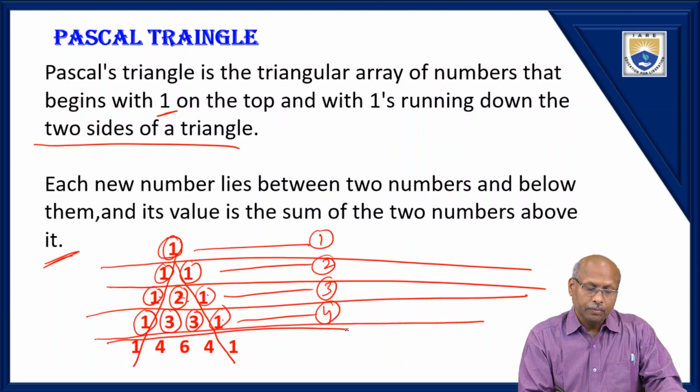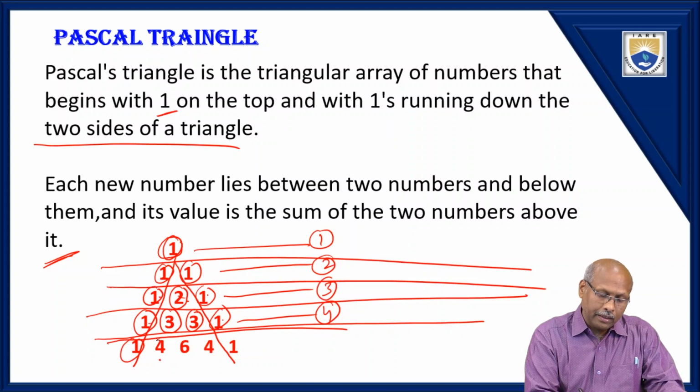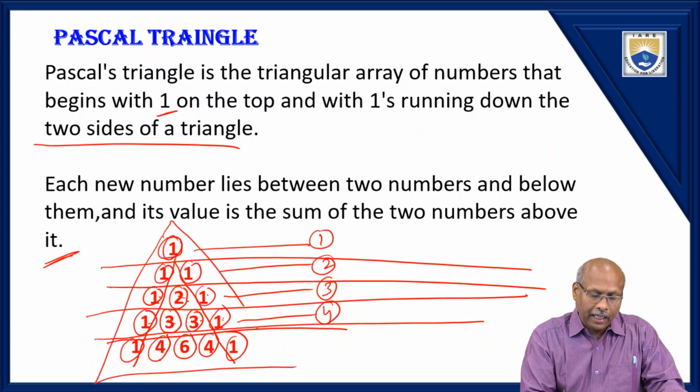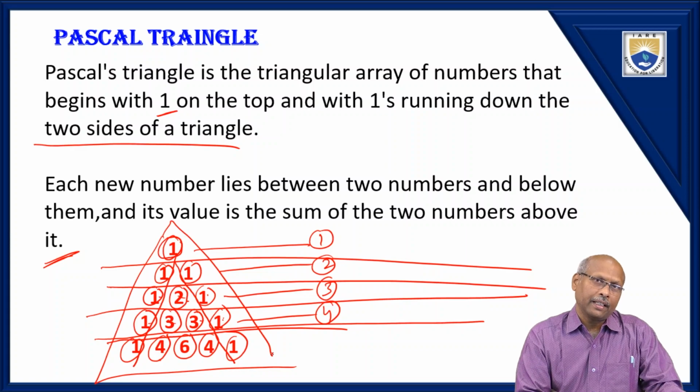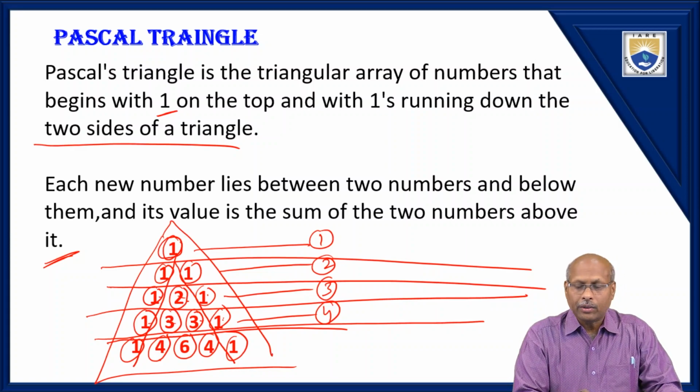Fine. In the fifth row, the first element is 1. The next element is the sum of the top two elements, 1 plus 3, that is 4. Then the next element is 3 plus 3, 6. The next element is 3 plus 1, 4. And the last is 1. So if you represent it in this form, then that triangle is called Pascal triangle. You have to design this type of triangle using Java.